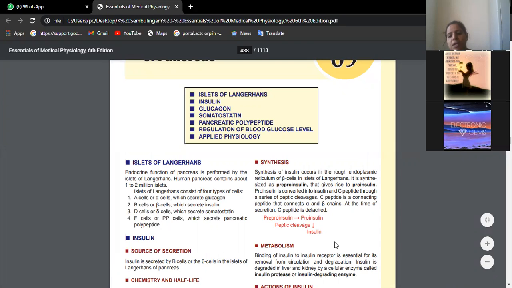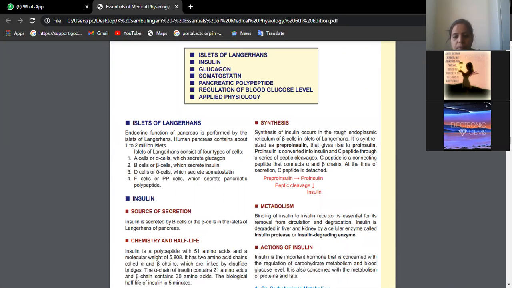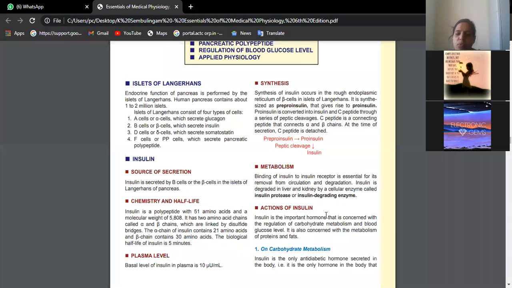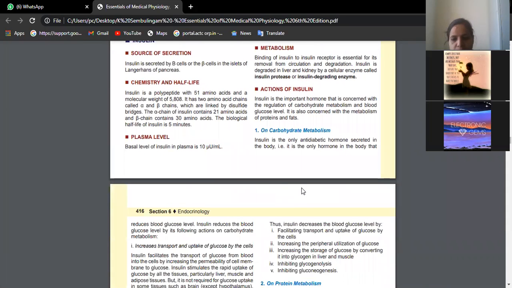That means it is something like precursors, isn't it? Zymogens, which are in inactive form. Then again they are converted to active form. Okay, so now what is the basic function of insulin?